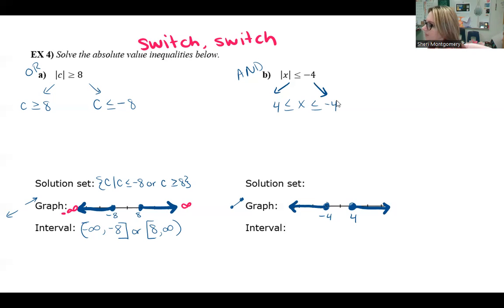Does that make an and statement? Is it shaded together? No, it's not. So what happens when it doesn't work? No solution. So my solution set is empty. It also means no solution.